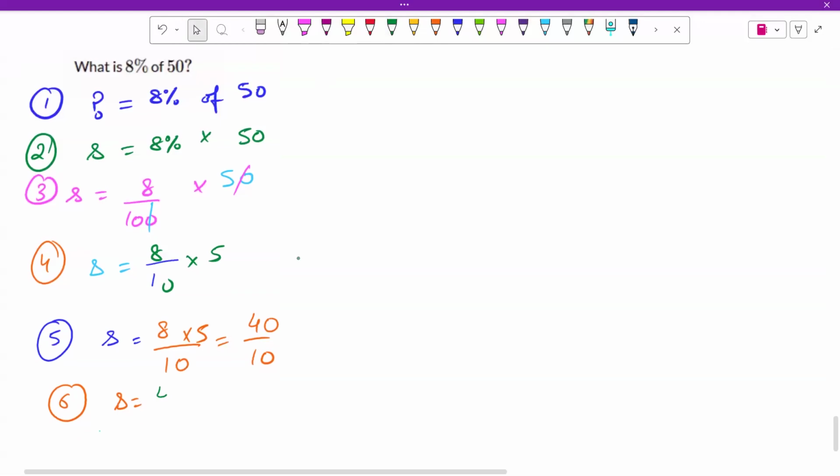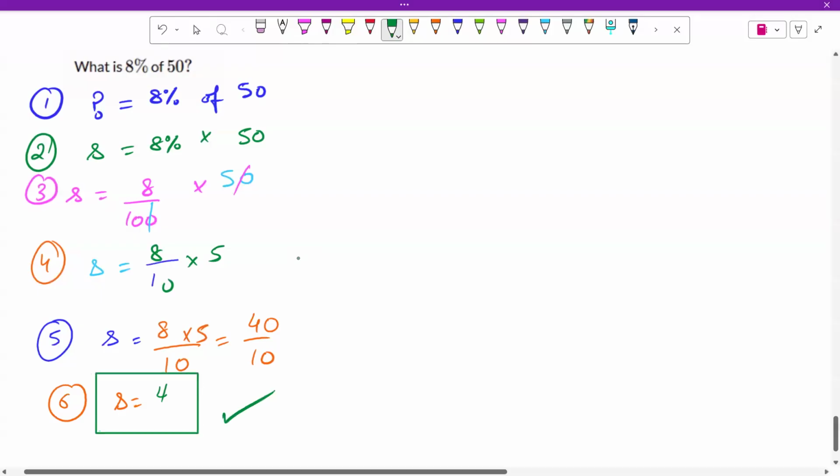Yes, by 10. So how can we simplify? What do we get? 4. That's all? You can simplify it further by 2 or 4, but yeah, that's all. So s is equal to 4 is our answer? Yes. Perfect. That is correct.